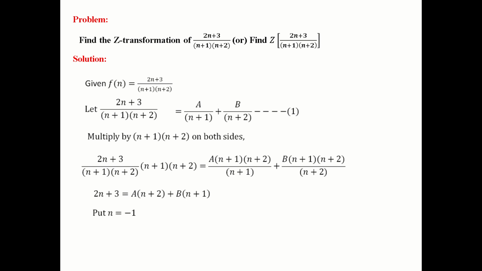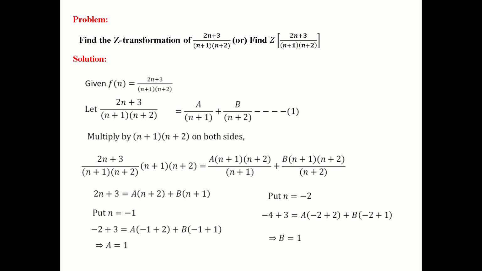Put n equal to minus 1. On the left hand side, 2 into minus 1 plus 3. On the right hand side, A into (minus 1 plus 2) plus B into (minus 1 plus 1). So you will get A equal to 1. Put n equal to minus 2. So minus 4 plus 3 on the left hand side, which is equal to A into (minus 2 plus 2) plus B into (minus 2 plus 1). So B equal to 1, because minus B is equal to minus 1.